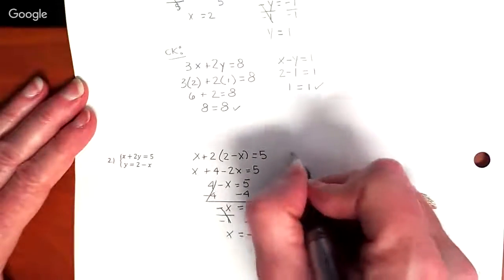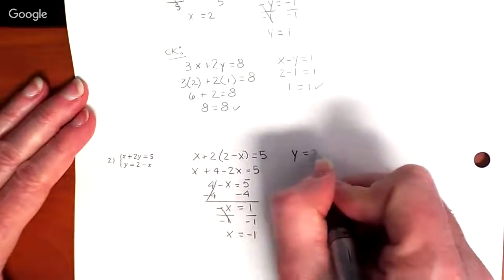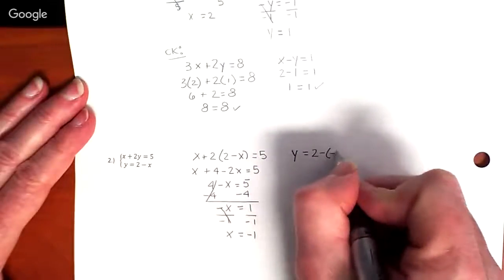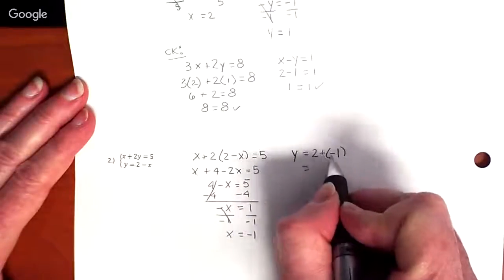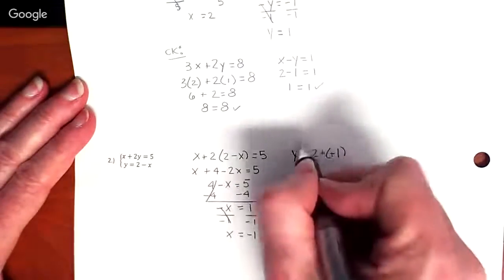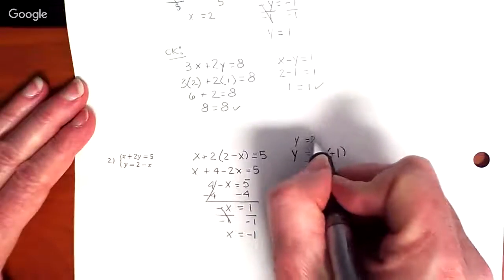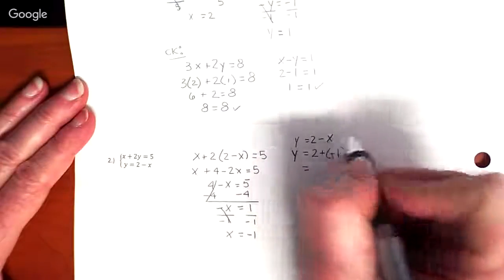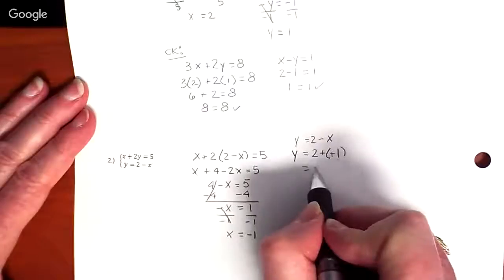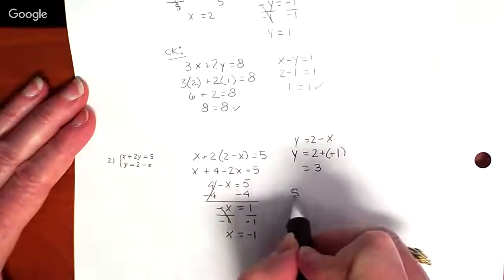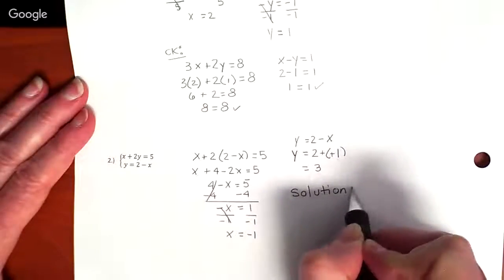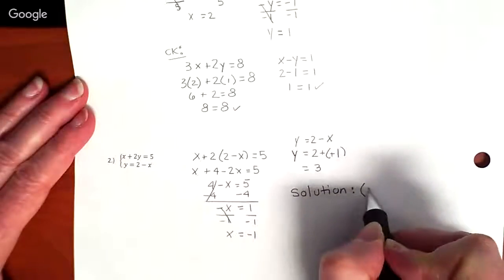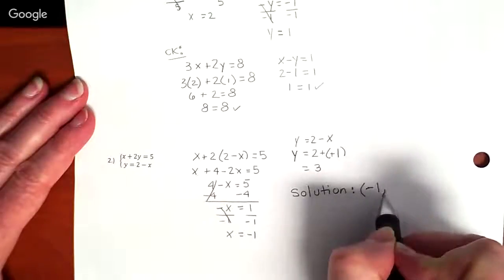Substituting that in, we have y equals 2 minus negative 1, which is leave, change, change. Or I'm sorry, let me put my equation up there first. y equals 2 minus x. Now leave, change, change. So 2 plus 1 is 3. So my solution is negative 1, 3.